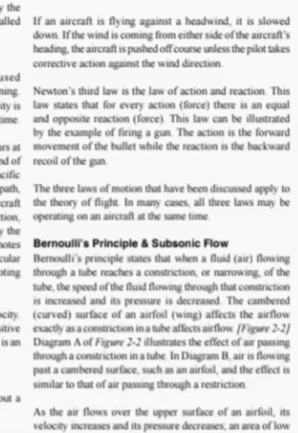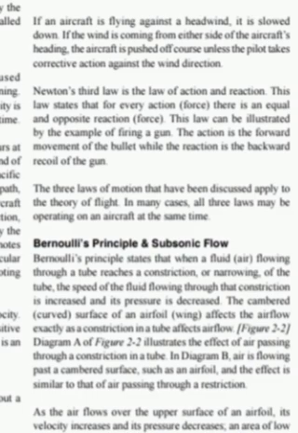If an aircraft is flying against a headwind, it is slowed down. If the wind is coming from either side of the aircraft's heading, the aircraft is pushed off course unless the pilot takes corrective action against the wind direction.